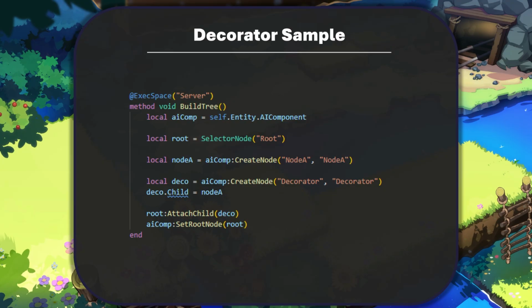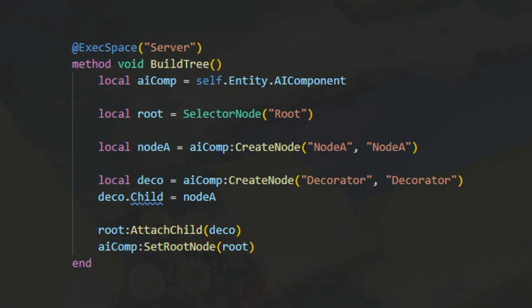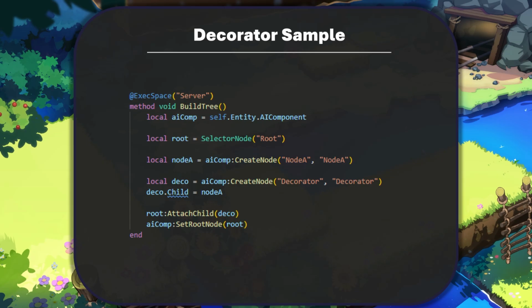Here's a sample of a tree built with a decorator. First, we'll define our own decorator type that we've created as a BT node type file in our maker. We've created a child property to hold the child node that it wraps. Then we'll create our child node, node A, and assign the decorator's child value to node A. Then in our decorator's node logic, we'll define a conditional for transitioning into that node. Let's take a look at that next.